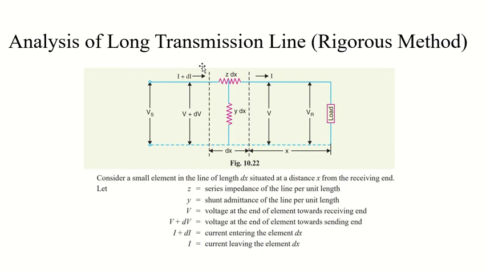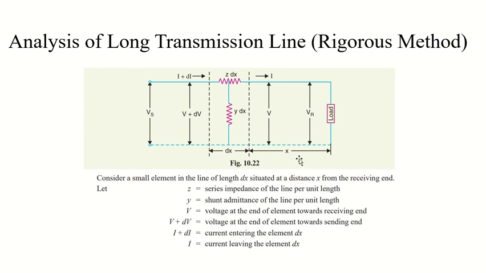So what we will do here, first we will consider a small element of line of length, which we will call dx. Here you can see that part is denoted by dotted lines. We will consider this small section first, and we will call this small part of the line length dx. And how far is it from the receiving end?